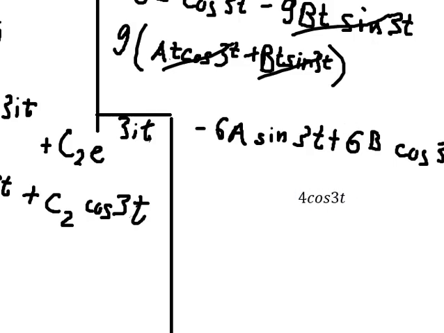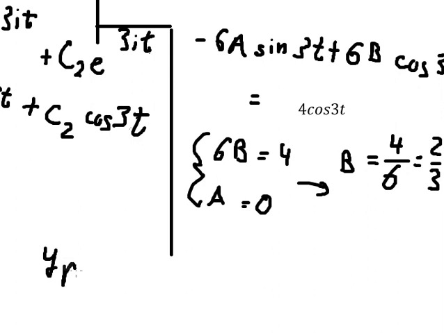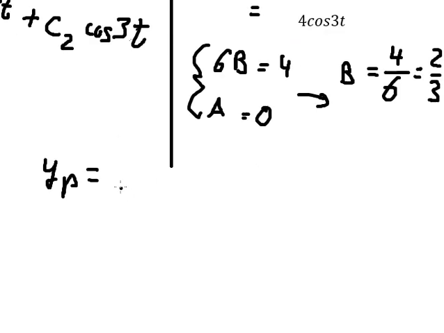So that means 6b equals 4. We don't have sine 3t, that means a equals 0. So we calculate, and we have b equals 4 divided by 6, so we have 2 over 3. So yp in here, we just have only this one, and that is 2 over 3 t sine 3t.